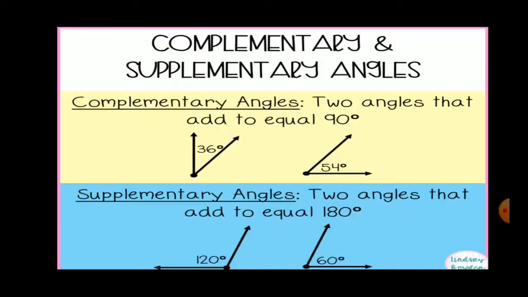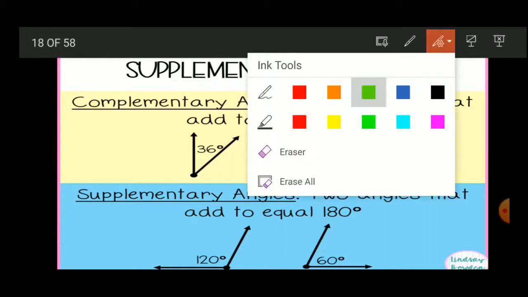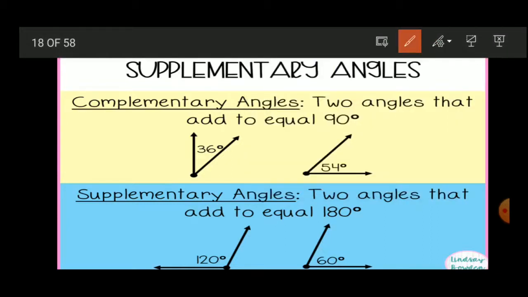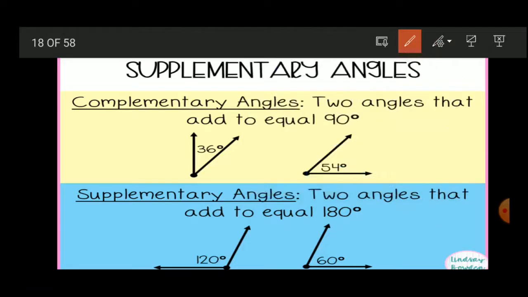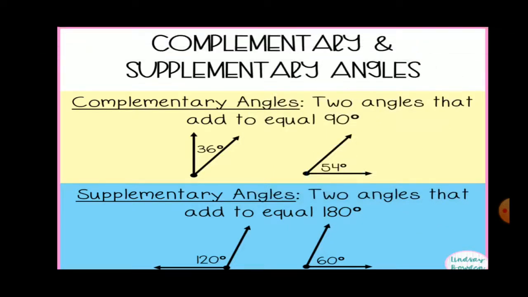Now there are two more different angles. The first is complementary angles and the second one is supplementary angles. Complementary angles are the two angles which make 90 degree. When we add 54 and 36, we will get 90 degree. So 54 and 36 are complementary angles. The next is supplementary angles. Two angles that add up to 180 are supplementary angles. When we add 120 and 60, it equals 180 degree. So they are supplementary angles.